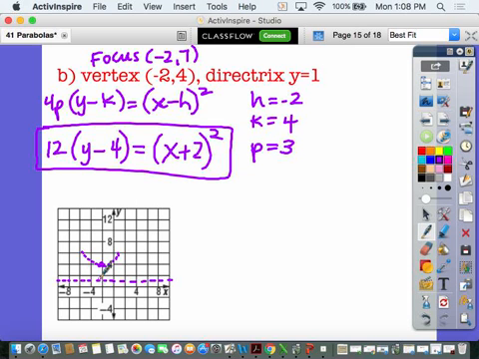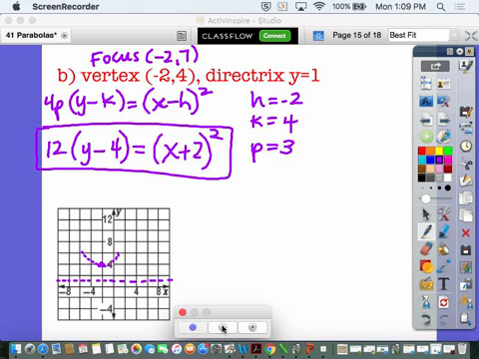P is not always positive. If our parabola opened down, then p would be negative. Or if our parabola opened to the left, p would be negative. That's a very good question. So do be aware of that. That's why I always ask you that first, so we can keep that in mind. Okay? So now we already found the focus. I want you to find my axis of symmetry and graph the rest of this, okay?